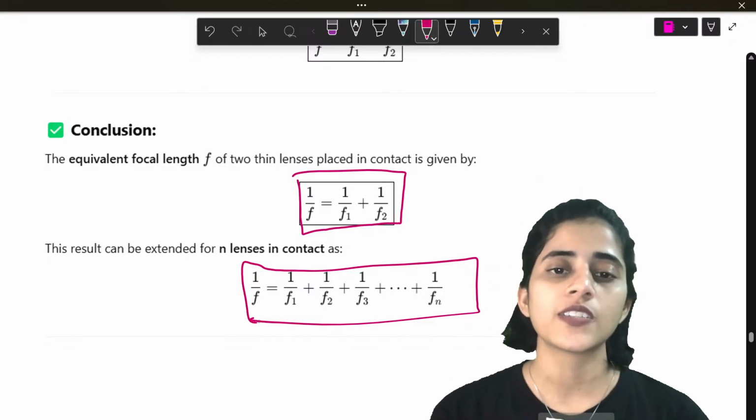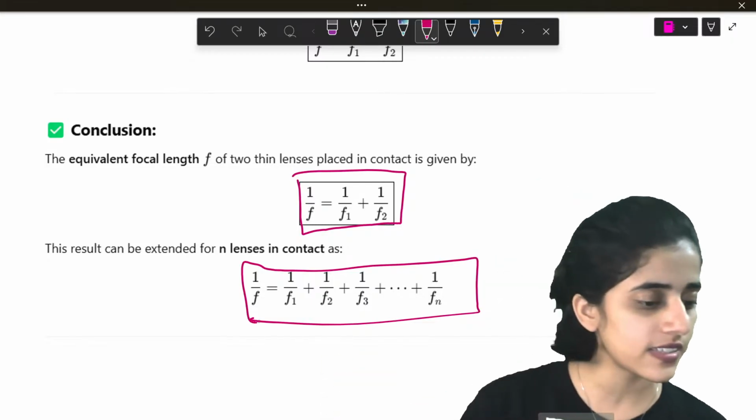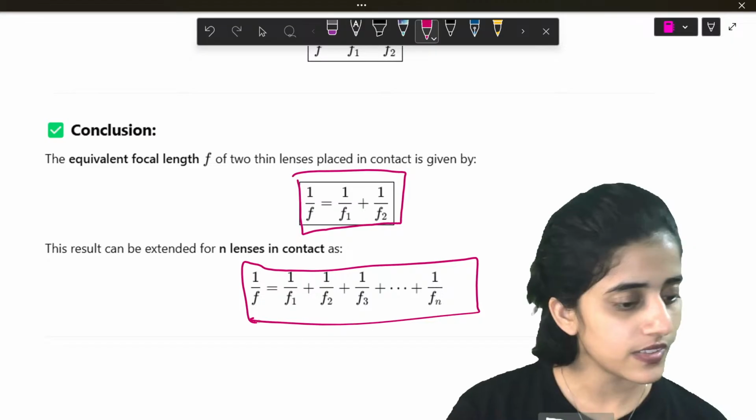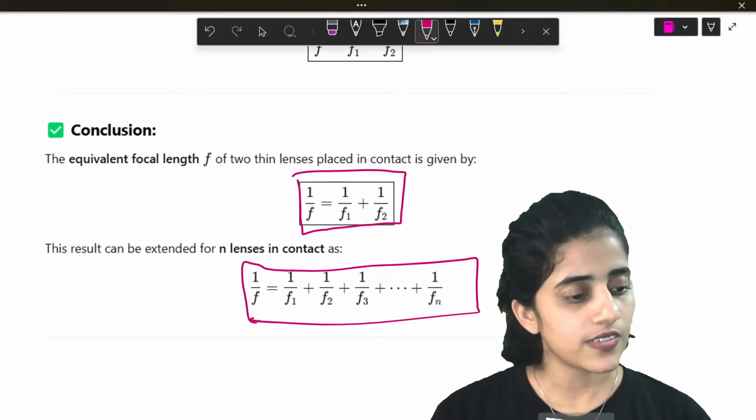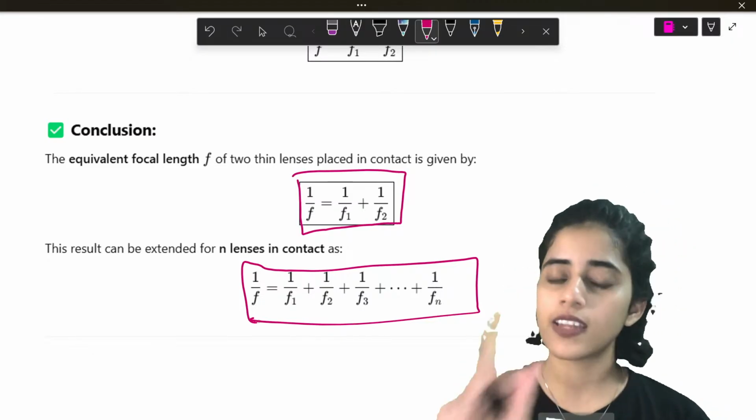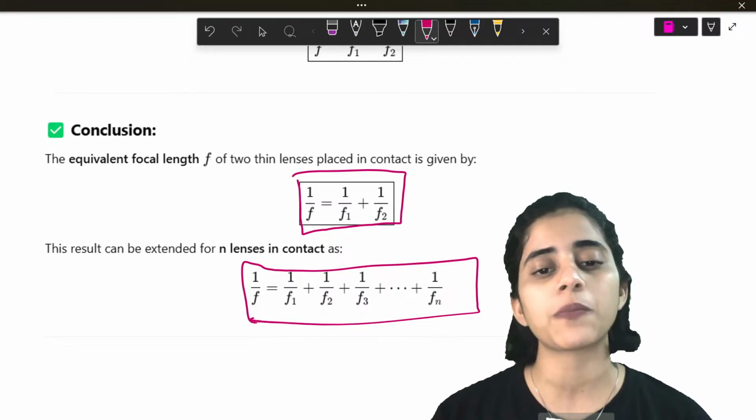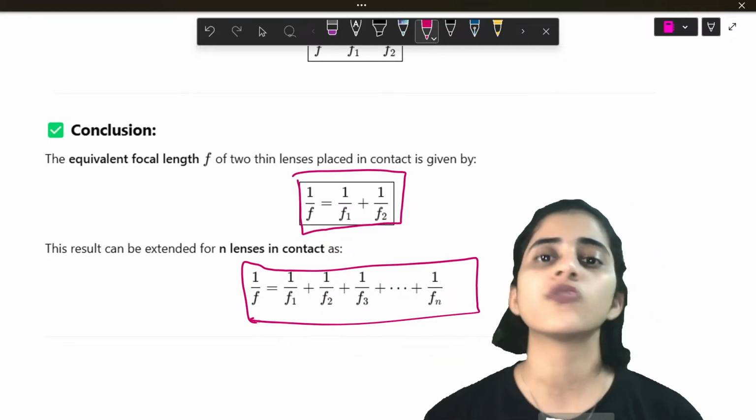Okay. So if you have three lenses, then what happens? You can just add the focal lengths.